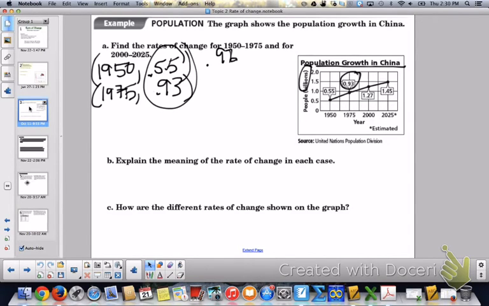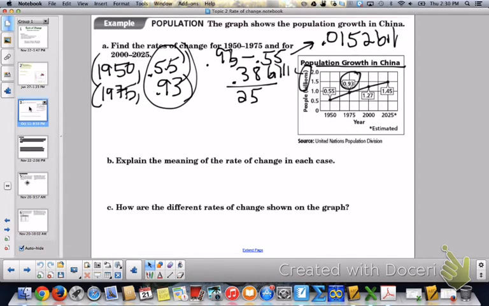0.93 minus 0.55 gives us 0.38, and that was over a span of 25 years. So 0.38 billion people over 25 years. You need to divide that out. When we divide that out, you get, I'm going to write it up here, 0.0152 billion people per year. Okay, billion people per year.